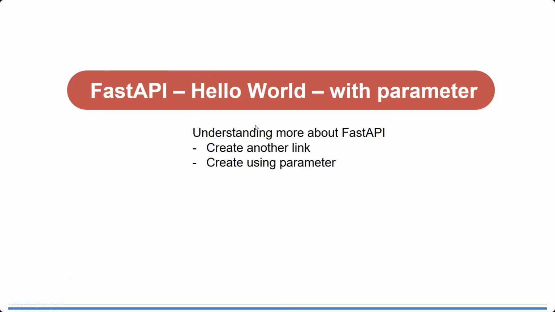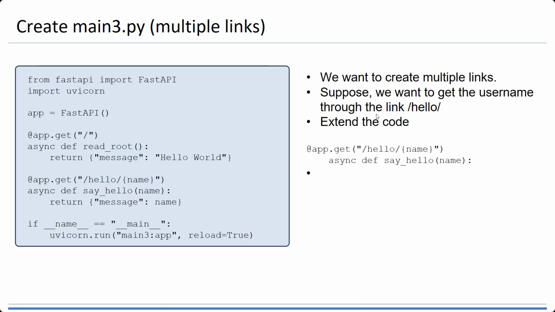For the next section, we are going to take a look more at the hello world and how to deal with the parameters. So we are going to understand more about FastAPI, how to create another link and how to use the parameters. First, you can have more functions or more links to deal with this FastAPI. I want to have multiple links.